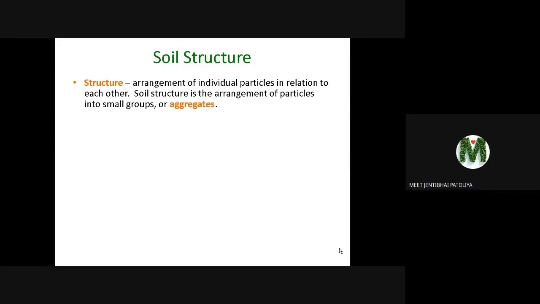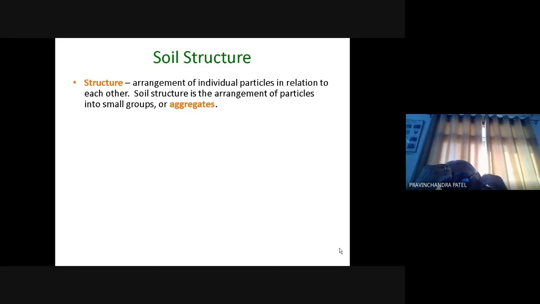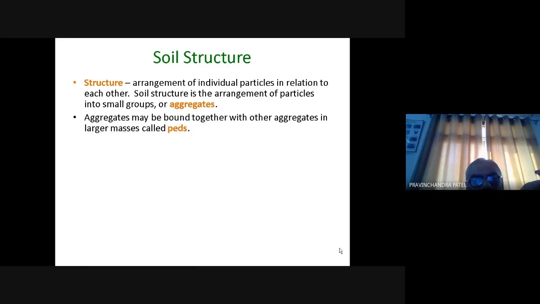Then soil structure is the arrangement of particles into small groups or aggregates. So how do you remember? Soil structure is the arrangement of particles, sand, silt, or clay, and how they arrange the particles into small groups or aggregates. Aggregate means combination. Sand, silt, and clay may combine together and form aggregates or small groups. Aggregates may be bound together with other aggregates in large masses called peds.